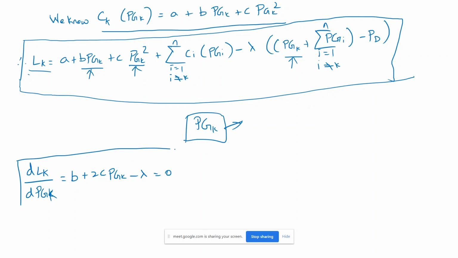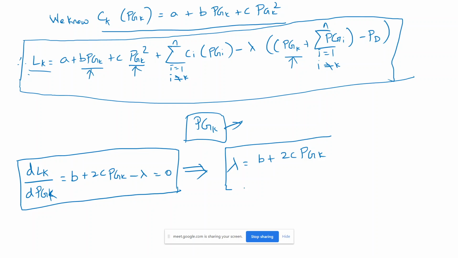So this is nothing but, as from the Lagrangian theorem, I got this one. And if I simplify this to find out the lambda value, then lambda is nothing but b plus 2c pgk. So this is very important. So lambda is nothing but b plus 2c pgk. So finally this is known as the coordinating equation.